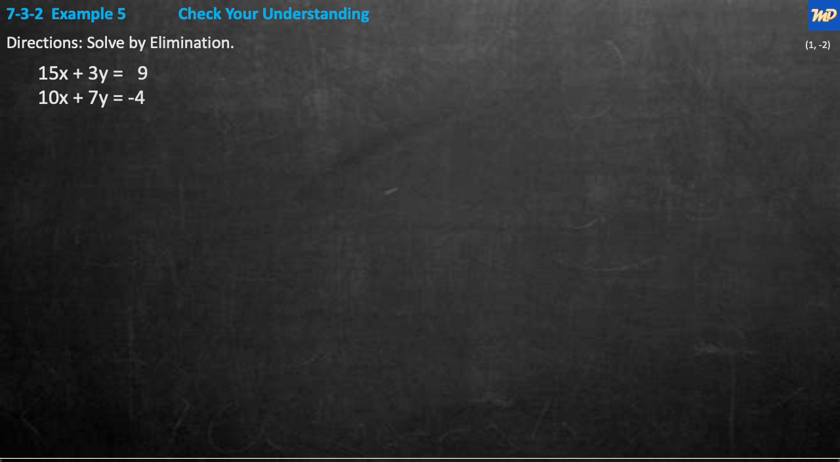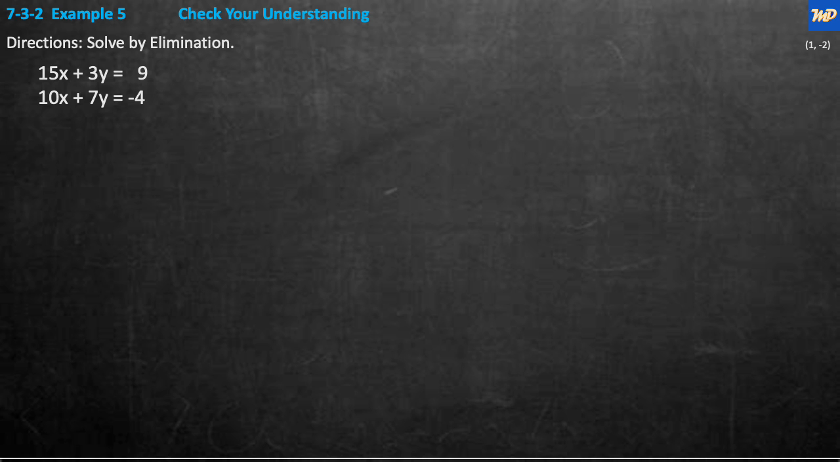Okay, example 5, check your understanding. I'll read the problem. Solve by elimination. We have two equations: 15x plus 3y equals 9, and 10x plus 7y is equal to negative 4. 15x plus 3y is 9. 10x plus 7y is equal to negative 4.